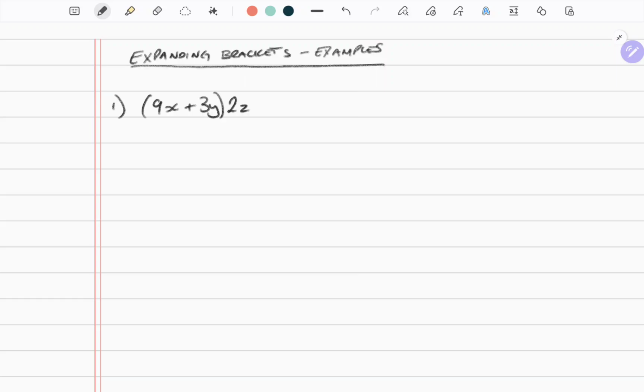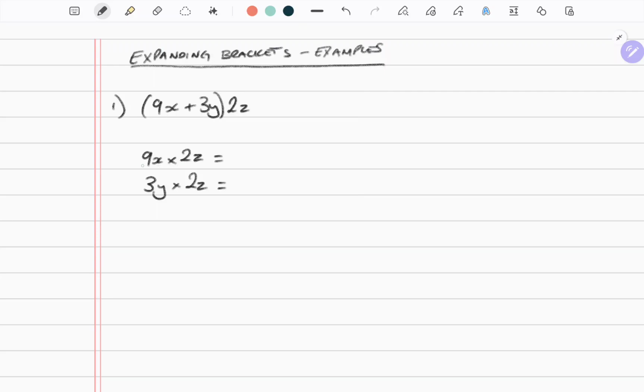So what this looks like, I'm just going to break it down. Let's look at the first one. So we'll have the 9x inside the bracket multiplied by that multiplier 2z. And then let's look at the other one. We have 3y multiplied by 2z as well. So let's look at it individually.